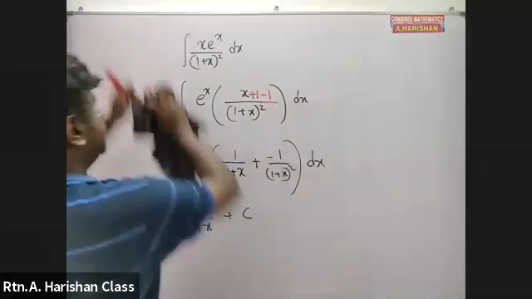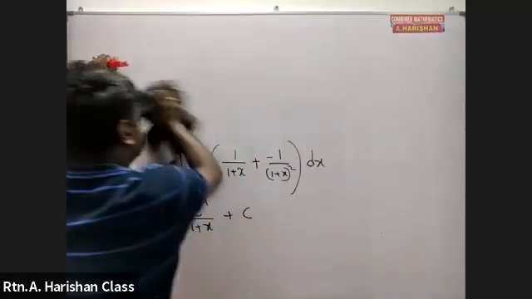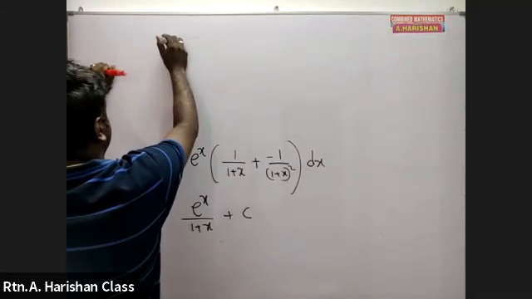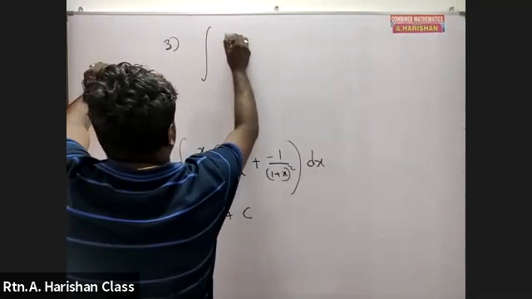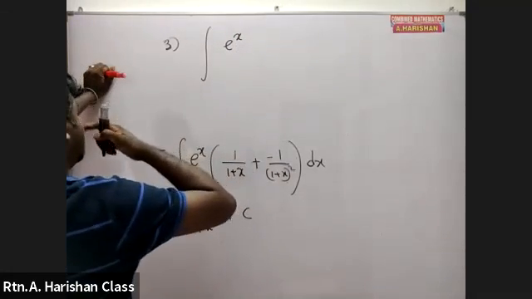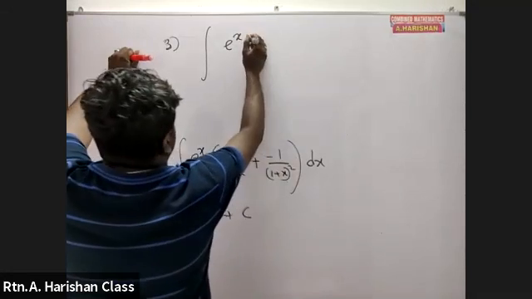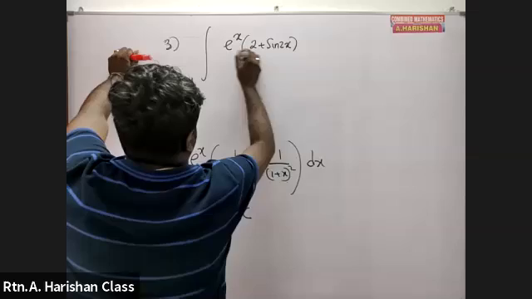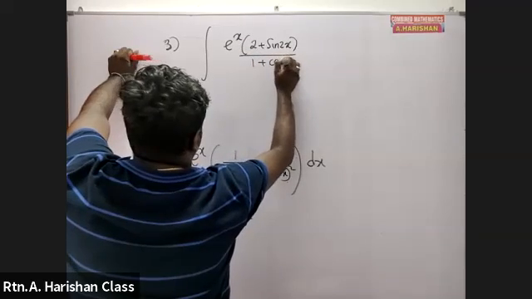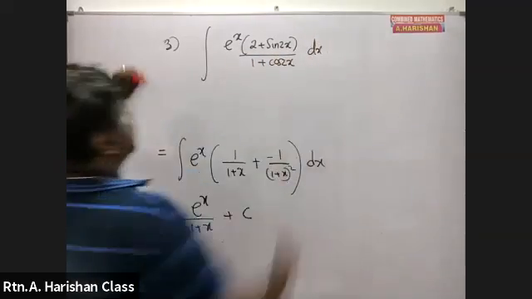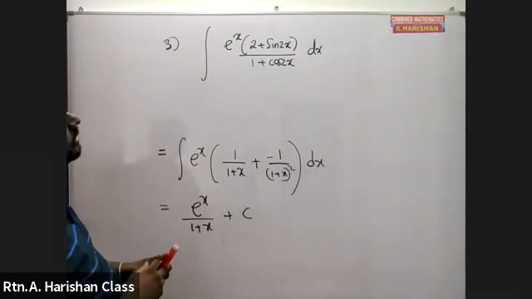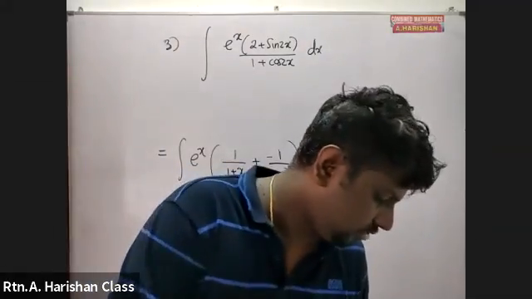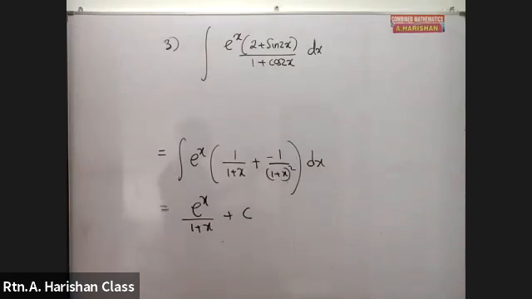Okay, so do this question. Question number 3, carefully you have to do. e to the power x into 2 plus sine 2x over 1 plus cos 2x. So quickly do this one. Will you be able to do this? Please rearrange and please do it. I'll give some time.